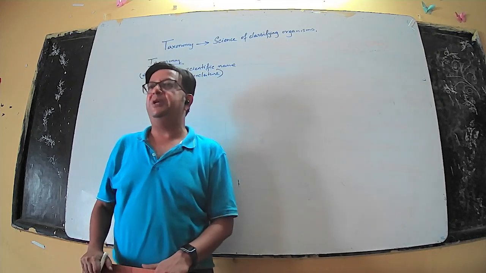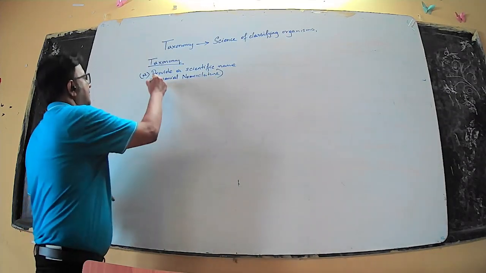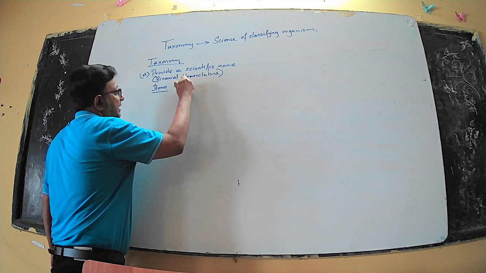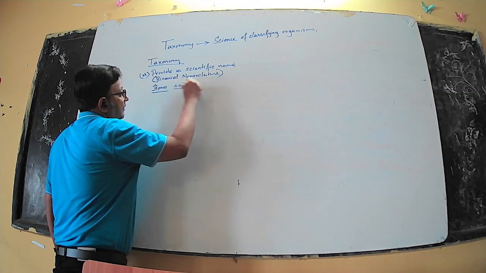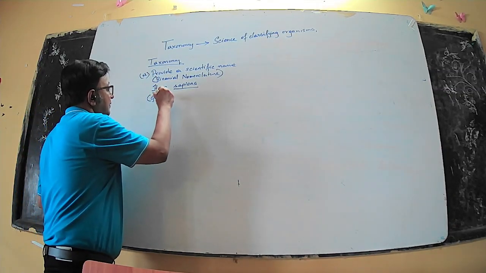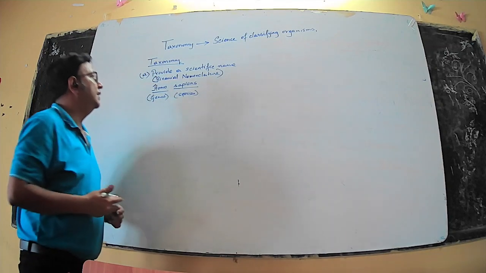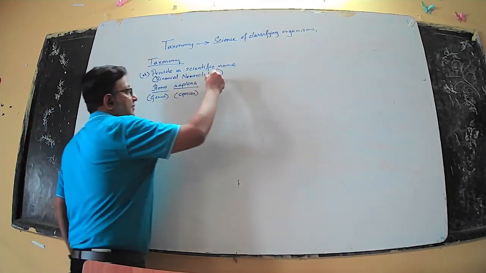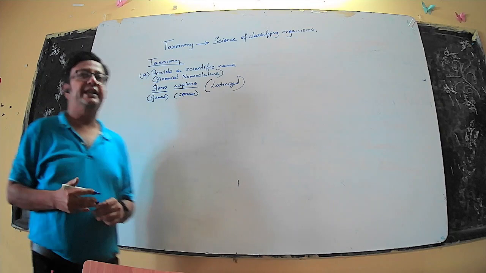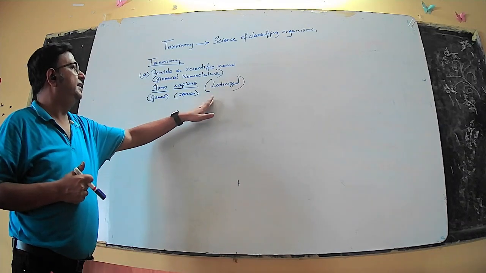What is this binomial nomenclature? I am, or you are, Homo sapiens. You must write it like this, underline it, and the s must start with a small letter. This is known as the genus name, and this is the species name. This is Latinized. You have to use it in Latin.